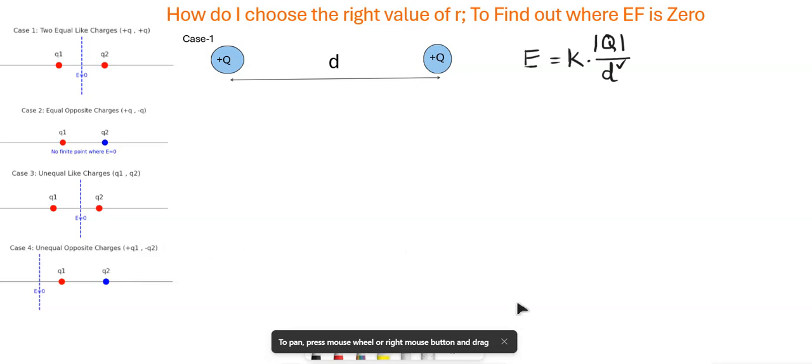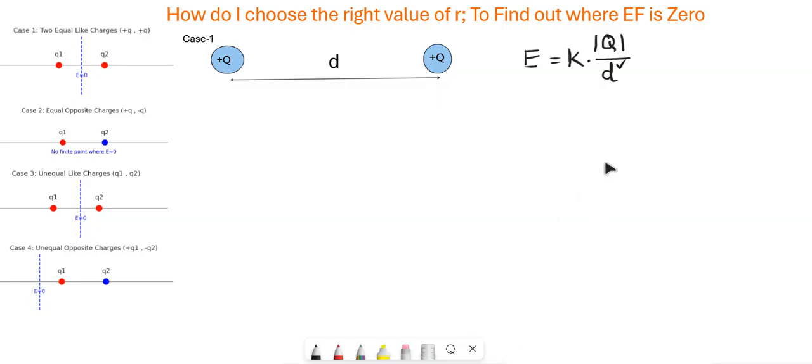How do I choose the right value of R? R is a distance, to find out where the electric field is 0. An electric field of 0 means a point where the forces from multiple charges cancel each other. It means there are multiple charges here.